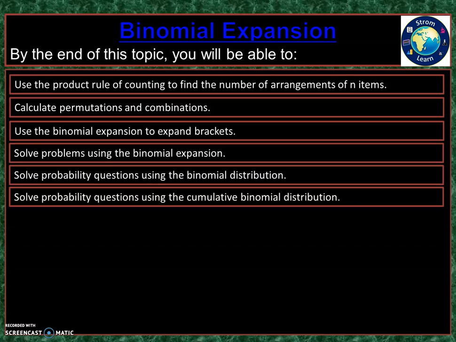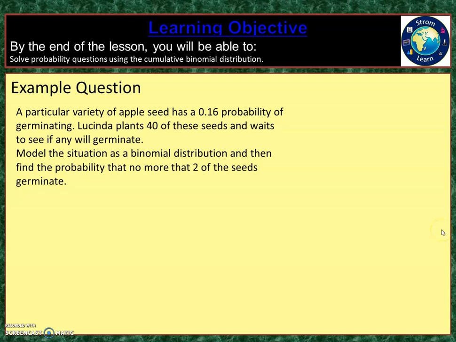Hello and welcome to the last video in this series on the binomial expansion, and we're going to continue with where we left off in the last video with looking at the binomial distribution. So we're back to looking at Appleseed and Lucinda, still planting 40. This time this variety has a different probability of germinating at 0.16.